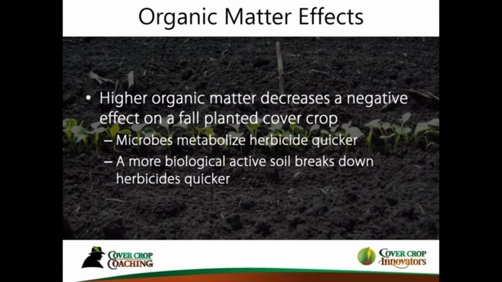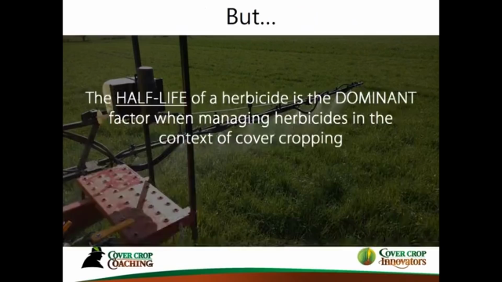So knowing what your organic matter is is also another factor here in trying to determine what to do. But as I mentioned, the half-life of a herbicide is clearly the dominant factor when managing herbicides in the context of cover cropping, and I want that to be remembered from this talk today.